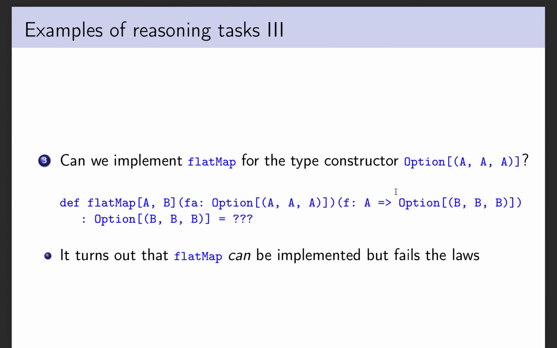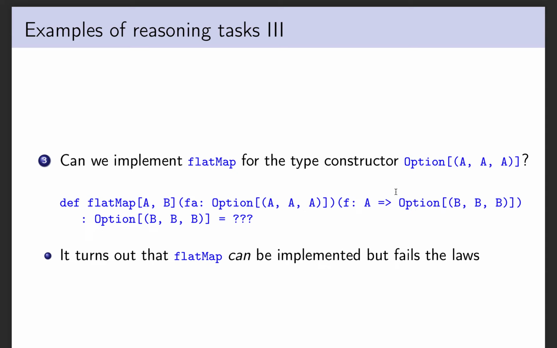Another question. Here's my data type, option of a triple of A A A. Can I implement a flat map for it? I can implement a map, but I want to use that in a for yield block, so I need a flat map. Can I implement flat map? And the answer is no. I can actually implement a function with the right type signature of flat map, but it won't satisfy the laws of the monad, and nobody knows why.